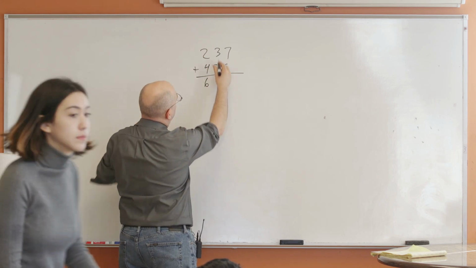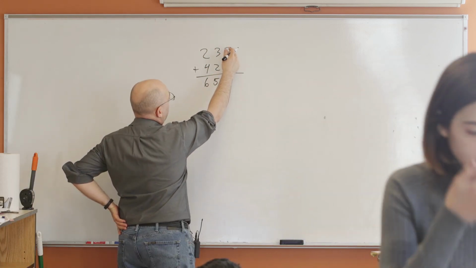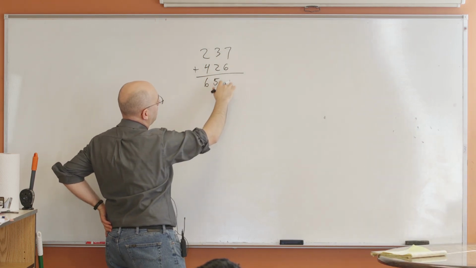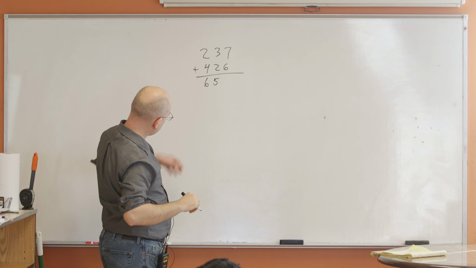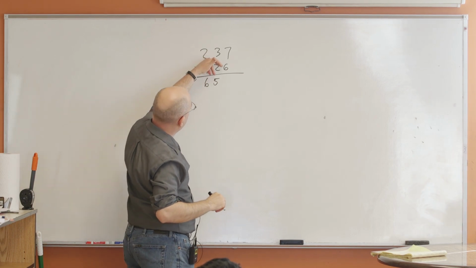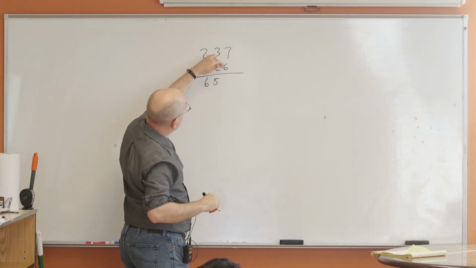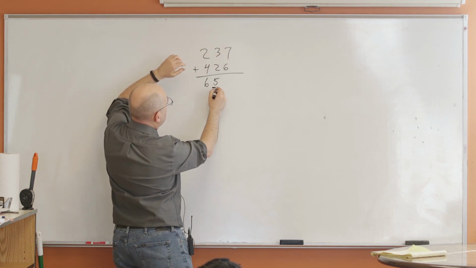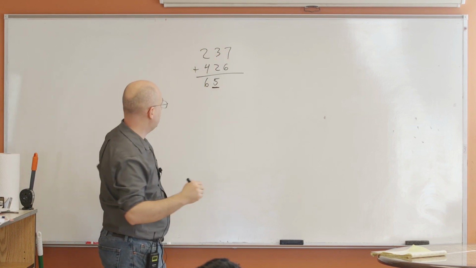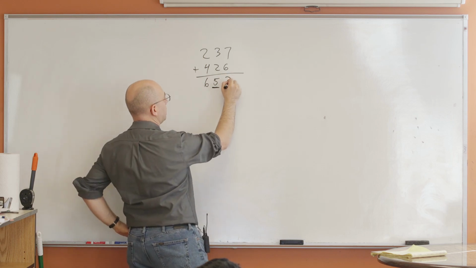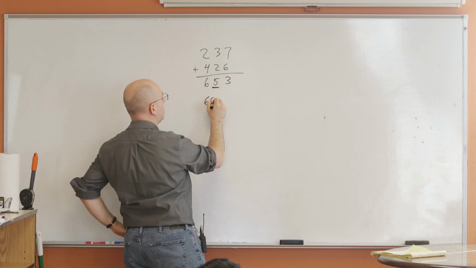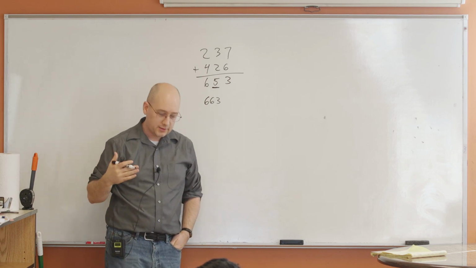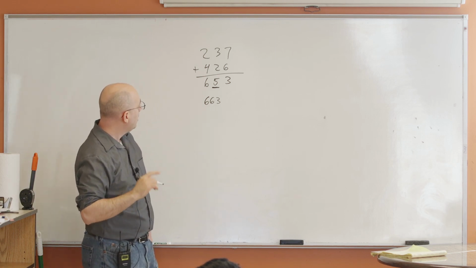So you have 6, and then a 5, and then a 7 plus a 6. That's going to be greater than 10. So the idea was to take 3 from the 6 to get a 10, underscore this 5 to indicate that extra 10, and then you're left over with a 3. And so the total is 663. So that was the basic addition strategy.